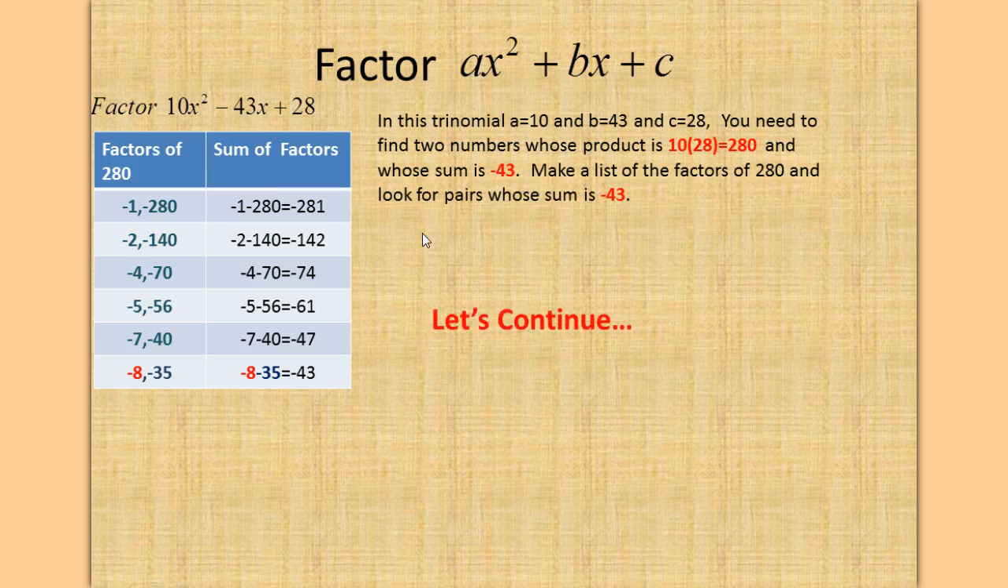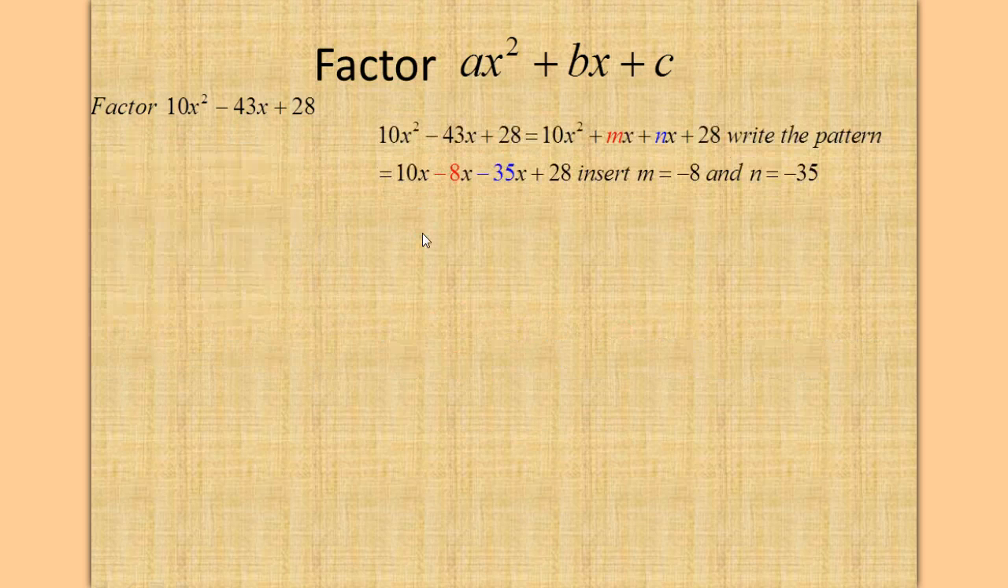Okay, so let's continue. I write out my equation: 10x squared minus 43x plus 28 is equal to 10x squared plus mx plus nx plus 28. Write the pattern. Then I insert my m and n. We said m is equal to minus 8 and n is equal to minus 35.